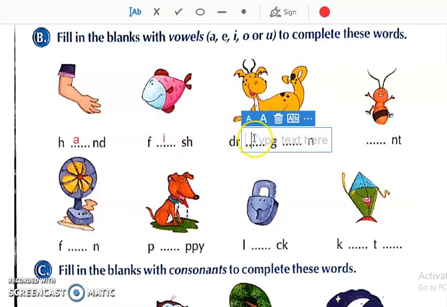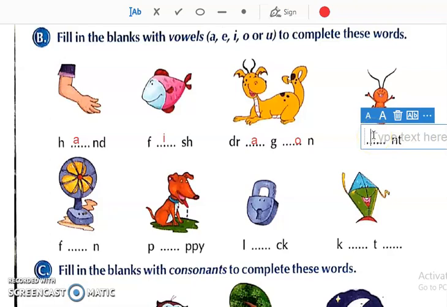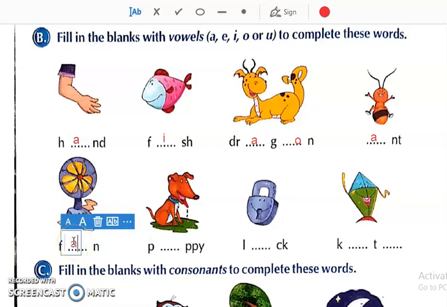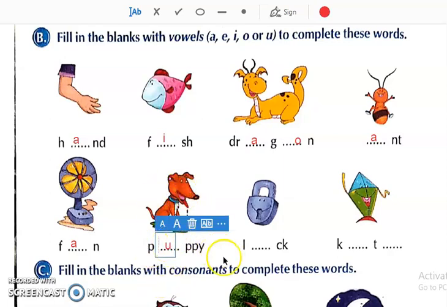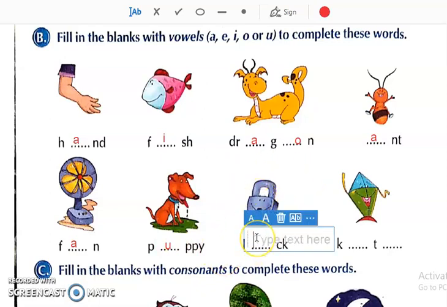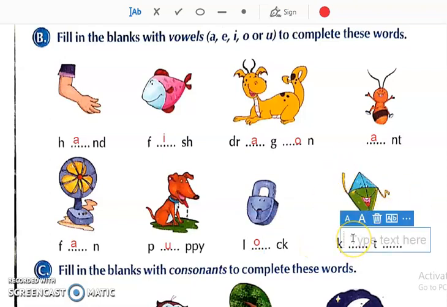What is this? This is a dragon. Okay, then what is this? This is an ant. This is a fan. So write A. Understood? We just have to fill in the blanks with A, E, I, O, U. This is a puppy, so we will write U over here. Then this is a lock, so write O. Then this is a kite, so we will write K is given, then I, T and E.